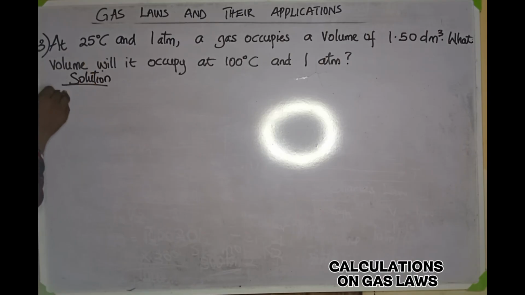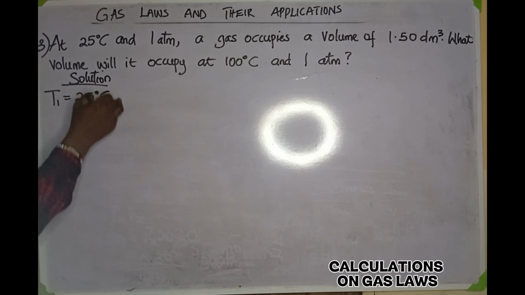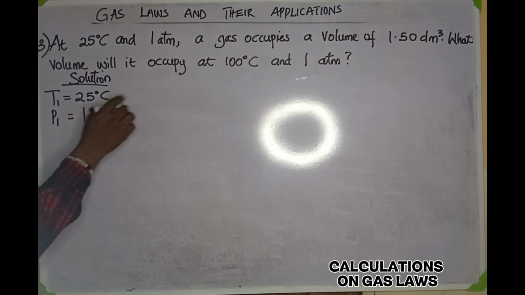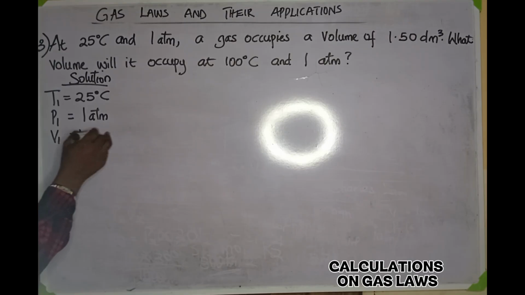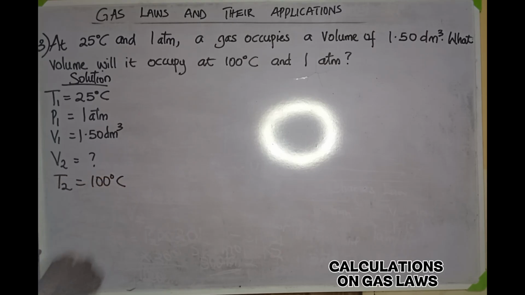At 25 degrees Celsius, that's T1, 25 degrees Celsius. 1 atmosphere, P1. A gas occupies a volume of what? 1.50. That's V1, 1.50 dm cube. Now, what volume will it occupy? So we are looking for V2 at 100 degrees Celsius and 1 atmosphere. That's P2, 1 atmosphere. Now, if you observe in this case, we have P, V, and T.